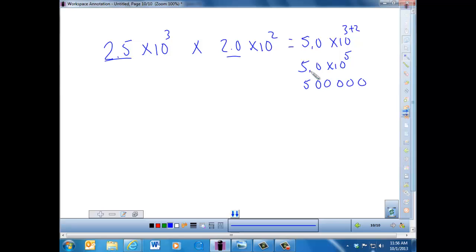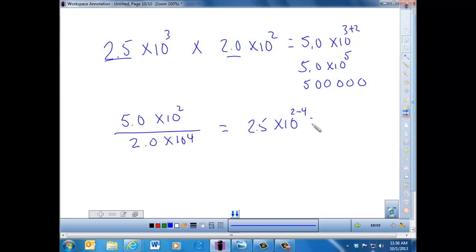Okay? Now, if you're dividing, let's say you have 5.0 times 10 to the 2 divided by 2.0 times 10 to the 4. How do you do the division? Well, you divide the prefixes. 2 into 5 is 2.5, yes, multiplied by 10, and you subtract the exponents. So this would be 2 minus 4. That would be 2.5 multiplied by 10 to the negative 2.